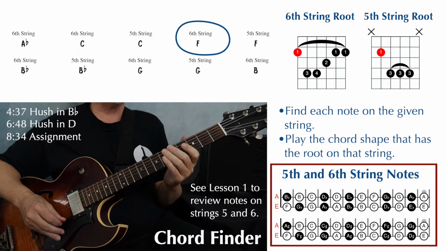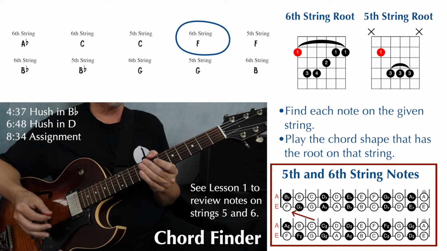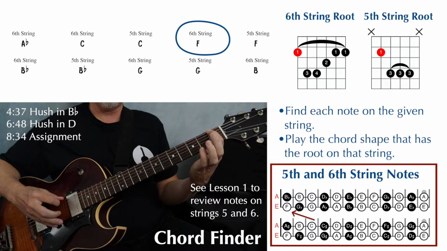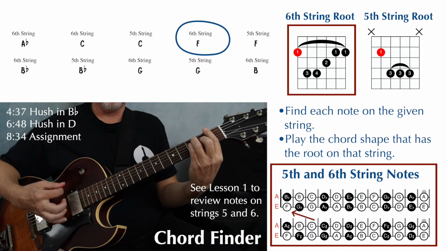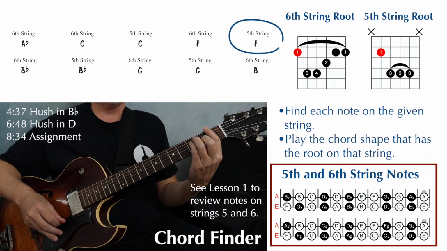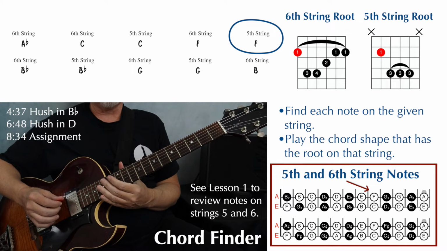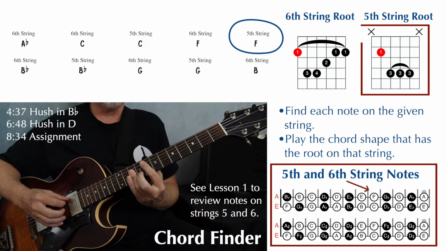And we have an F major on the 6th string. We need to find our F at the 6th string first for our root note. That's going to be way down at the 1st fret. And that's our 6th string shape. So there's our F major on the 6th string. Now we have a 5th string F major. Find your F on the 5th string. That's going to be at the 8th fret. And we play our 5th string shape.